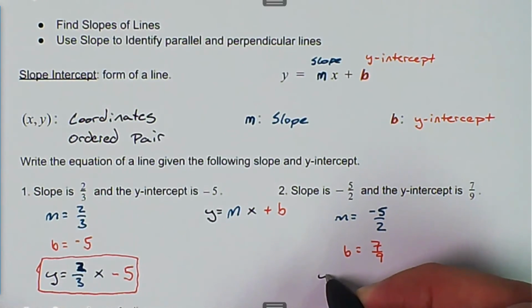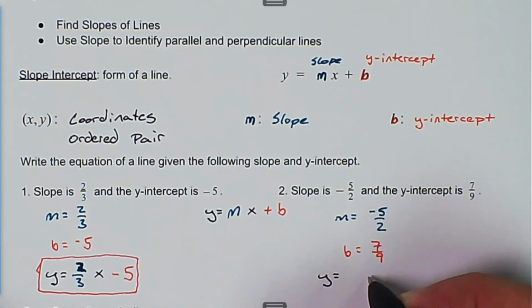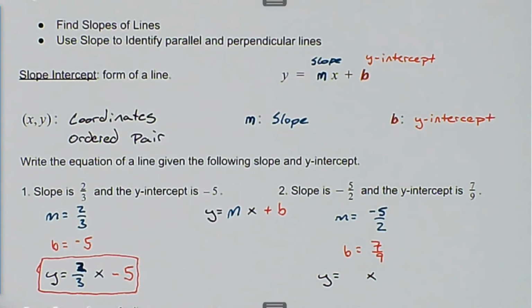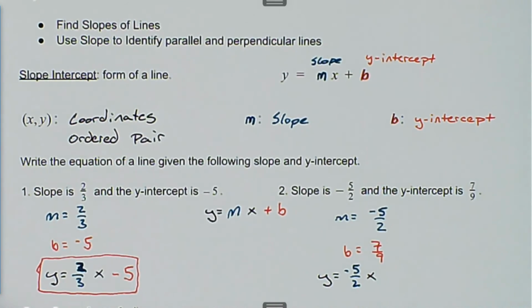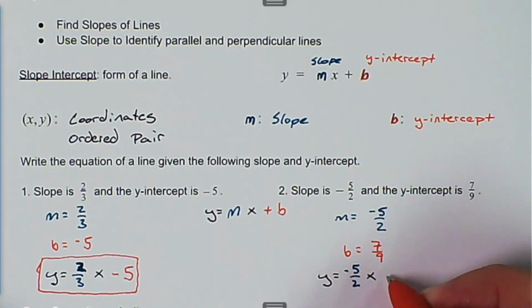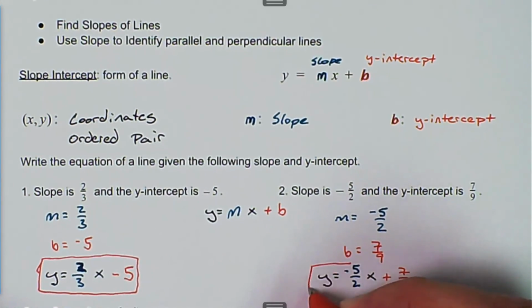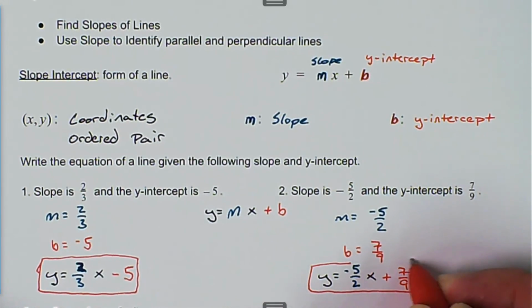The things that aren't going to change, y, the equals, and the x, they will not change. Then we can substitute in our slope, which in this case is -5/2. In this case, we have a positive 7/9, so we'll say plus 7/9. And then that is our equation.